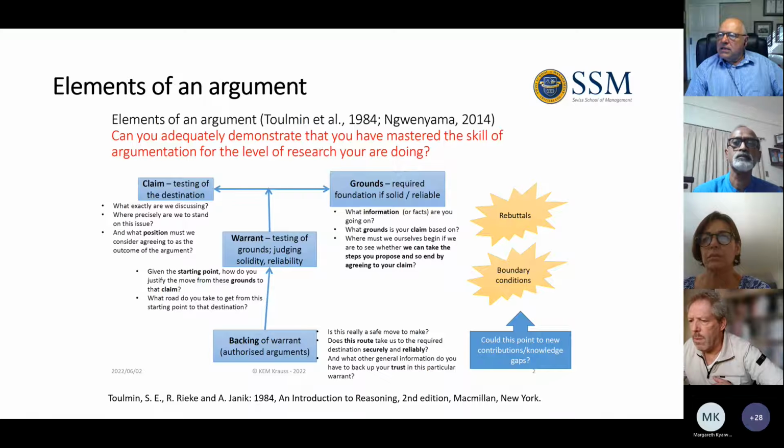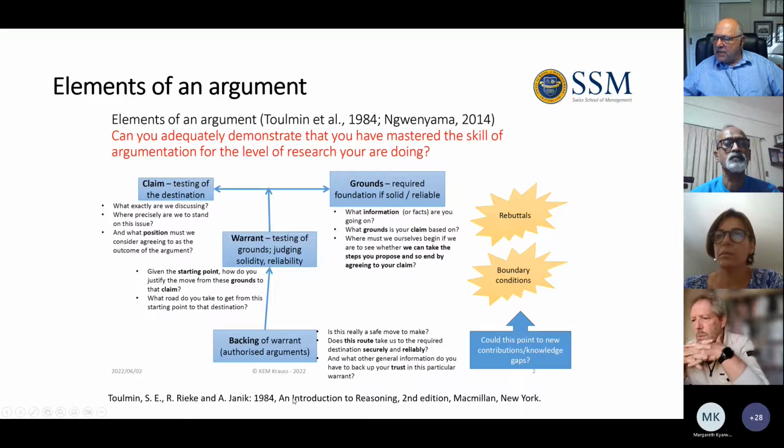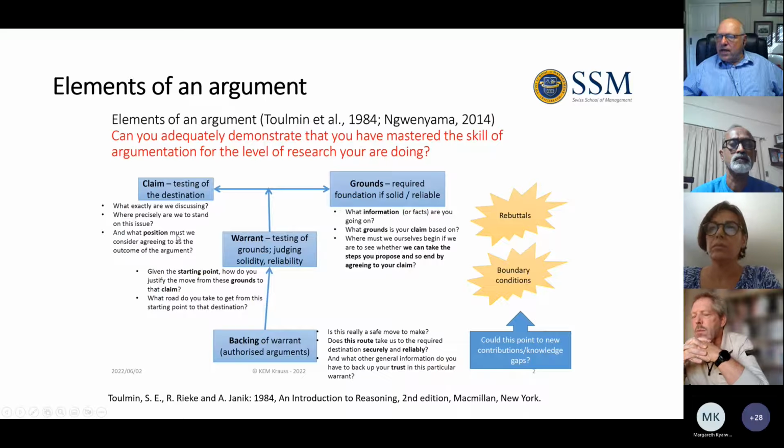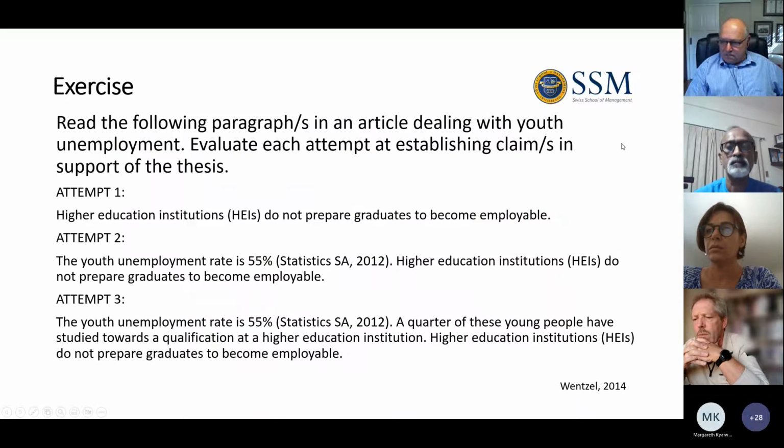This is just another slide. I'm not going to talk about it, but I've given this to you for easy reference. And this is just another slide on elements of an argument from Toulmin. It's actually the same person. You can see, but this is the exact source where you can see all the questions, testing of the claim. What exactly are we discussing? What precisely do we stand on the issue? And what position do we consider, and so forth. So you're very welcome to have a look at this slide also.